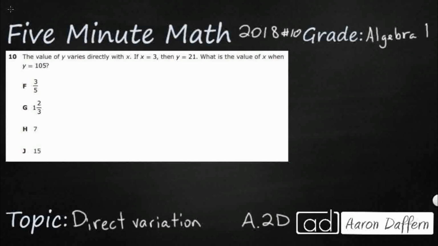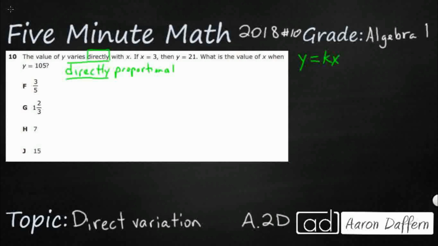So we have the value of y varies directly. That is going to be our clue that we are using direct variation. If we look on our reference materials, you're going to see this formula, y equals kx. Sometimes you will get a word problem and it might say directly proportional. That's another way of saying it. It's direct variation, varies directly, proportional. It's that word directly that gives you a clue that we are dealing with direct variation.